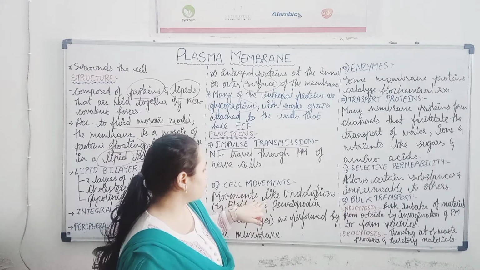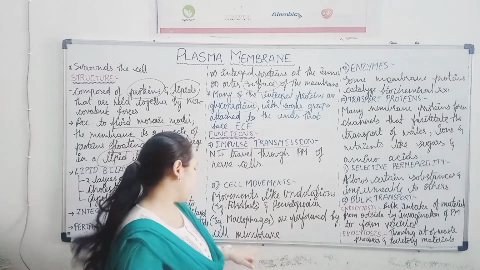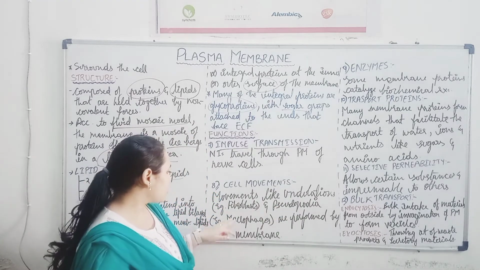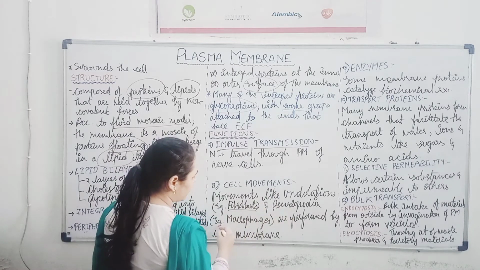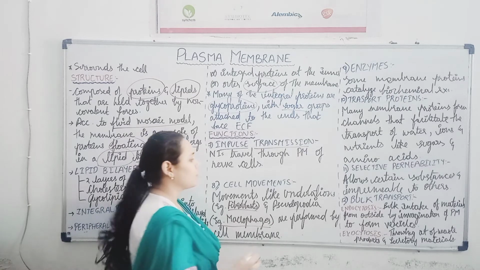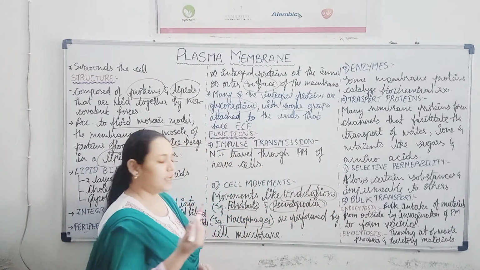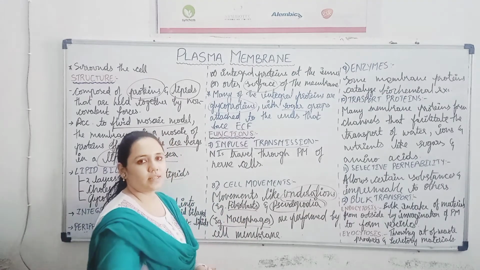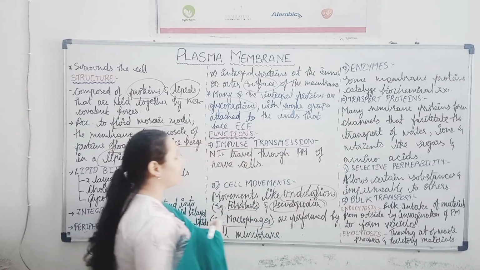So this kind of movements like undulation and pseudopodia are performed by the plasma membrane. Undulation is seen in cells like fibroblasts and pseudopodia is seen in cells like macrophages. So this kind of movement of the cell is permitted by the cell membrane.